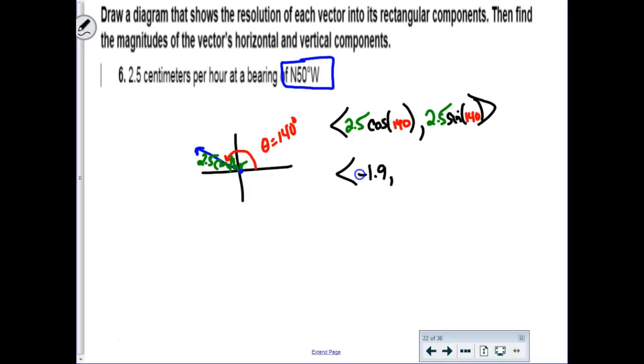Negative 1.9 comma 1.6. Is that what you said? Cool. Thank you. Is that the same question you have? I just looked at my old key for my notes. I don't know if I changed the question on yours or mine.